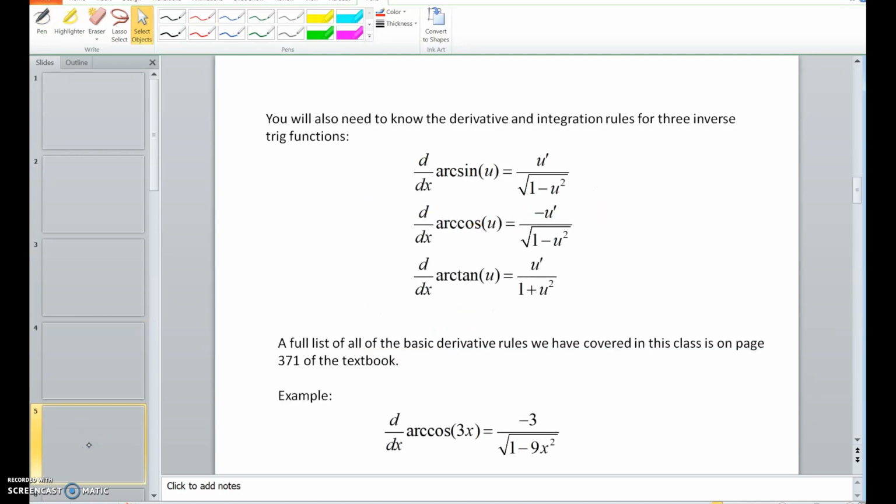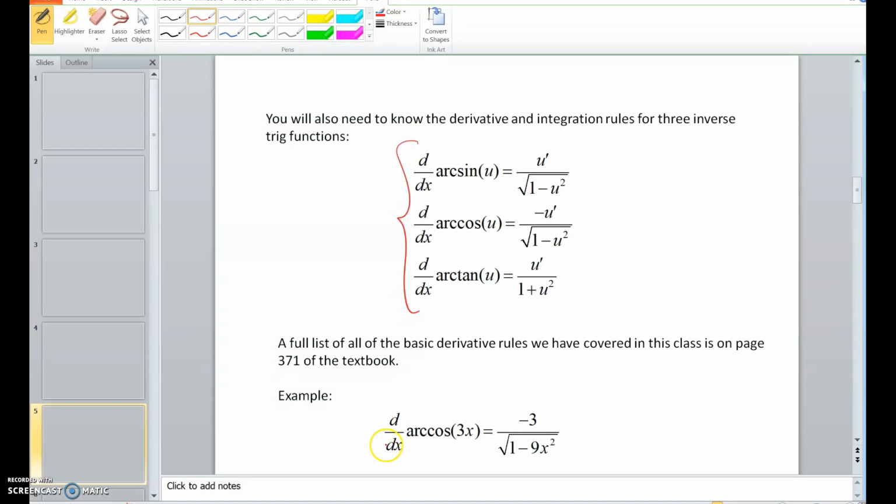In addition, we're also going to need to be able to take the derivative and integrate the inverse trig functions, so arcsine, arccosine, arctan. You can pause it if you want to write down these rules. These are also on the inside cover of the textbook, but they're just rules that you need to memorize. Here they are. There's an example down here at the bottom.